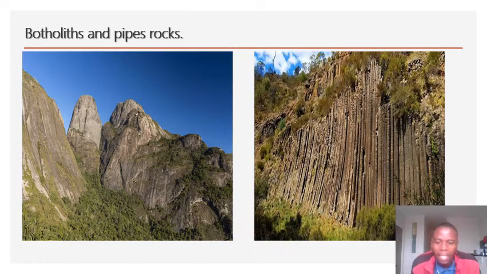Class, I have carried some pictures so that you are able to see what Mr. Mfega taught us about. Here I'm carrying a batholith picture and a pipe rock. As you see, these are batholiths. These rocks are strong, and you see their shapes, they are big rocks. In the right picture, I'm carrying a pipe rock. As you see, it's like a water pipe. You are able to identify this rock because its structure looks like a pipe. Okay, class, very good.